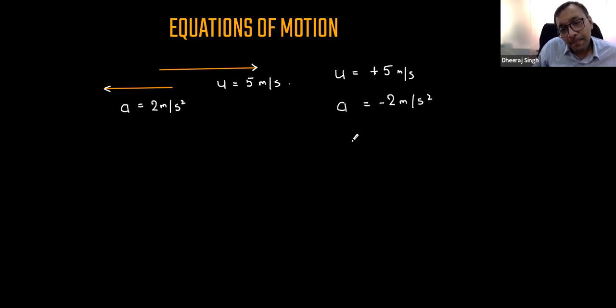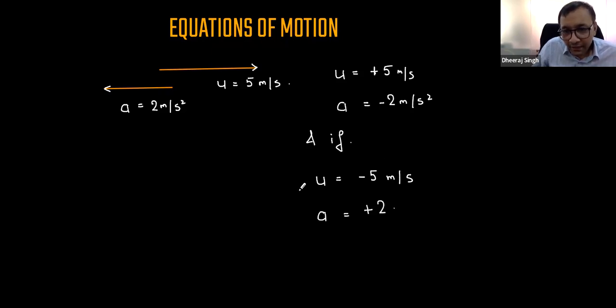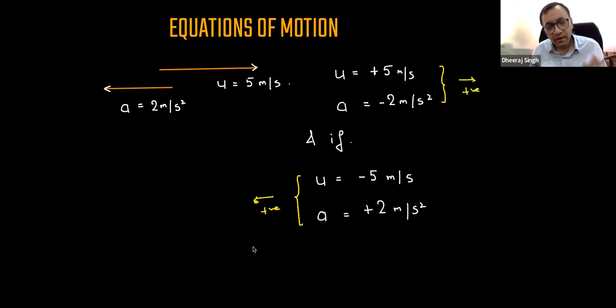And if you write u as minus 5 meters per second, what will be the acceleration? Plus 2 meters per second squared. So in this case, we assumed that direction to be positive. Here, we are assuming that direction to be positive. Nothing is incorrect. That is all proper only. Is it clear? I hope it is clear. Let us solve numericals so that things become even more clear.